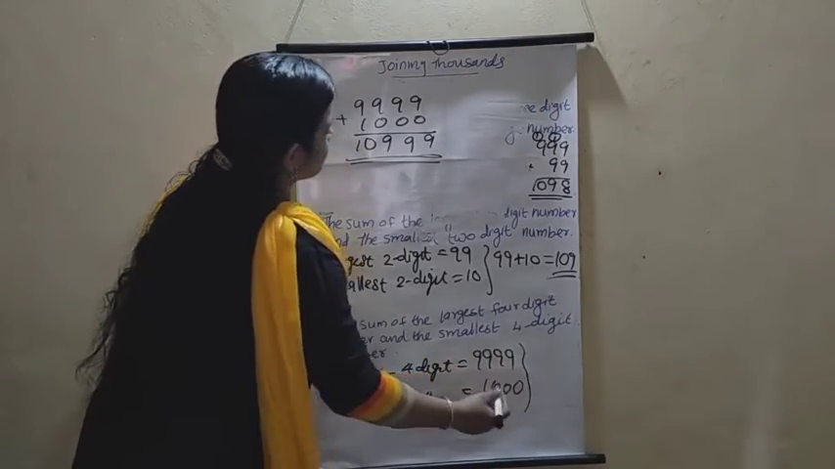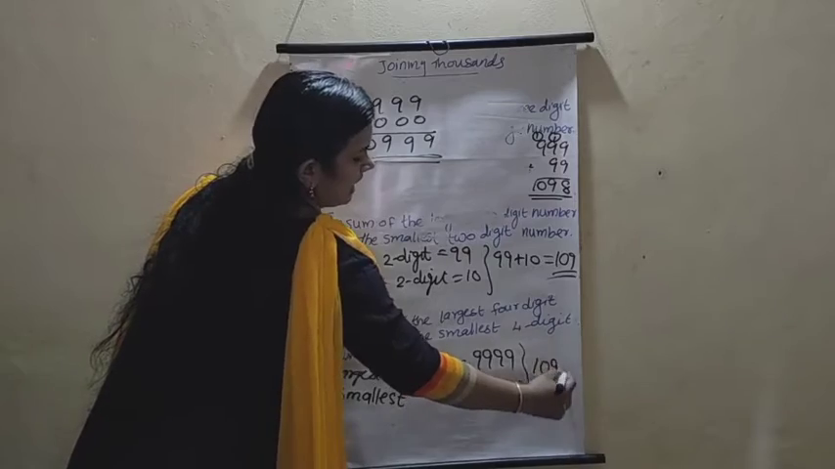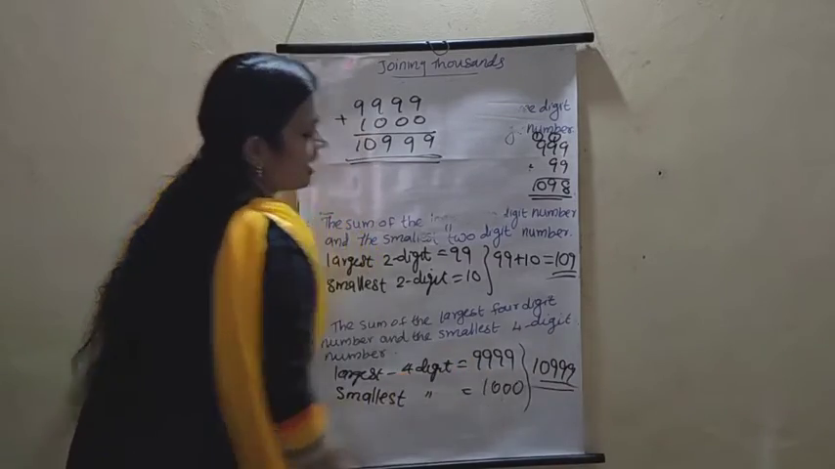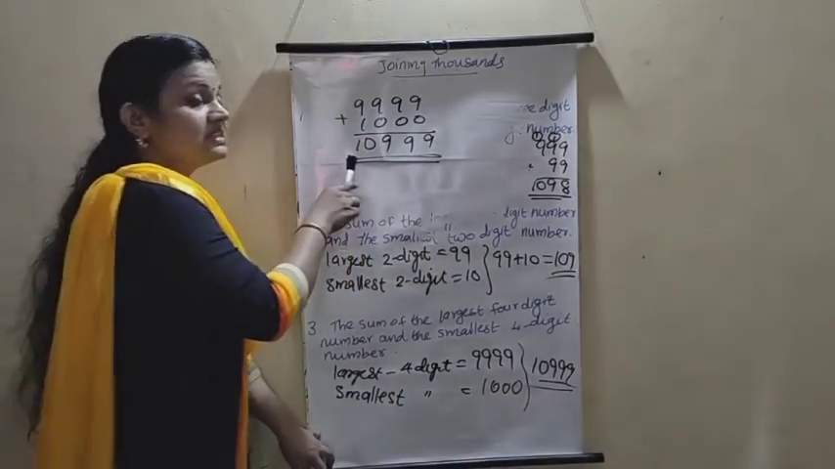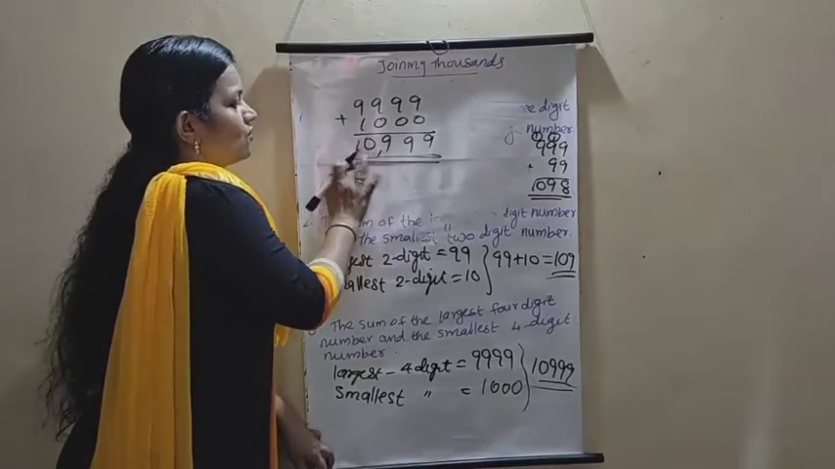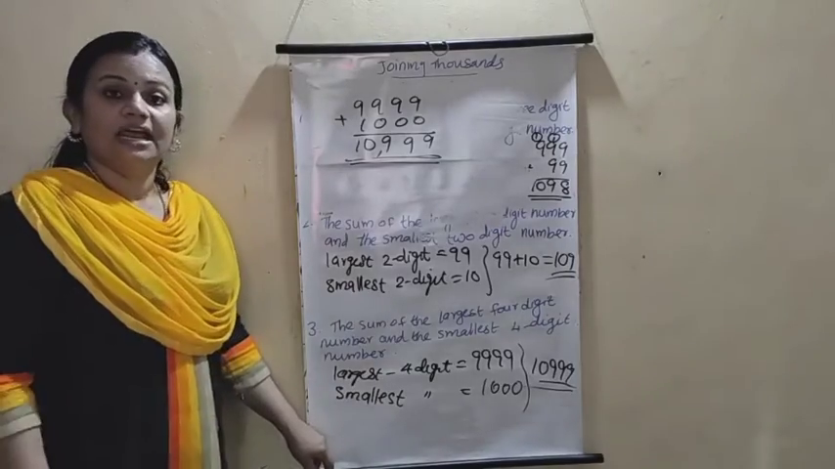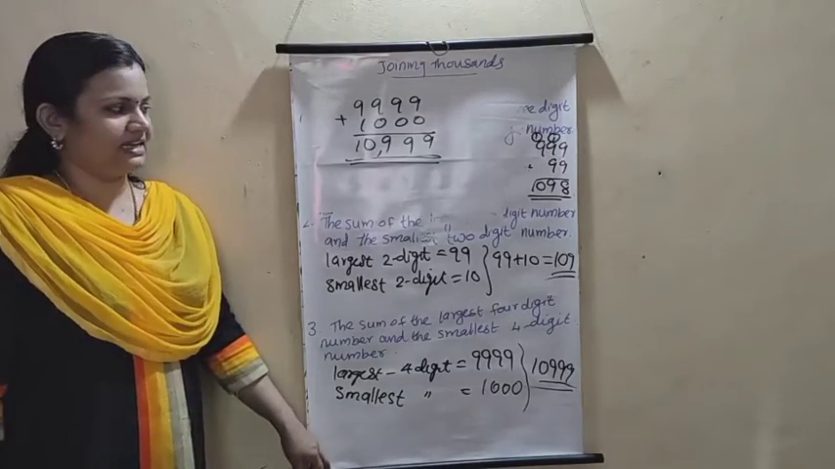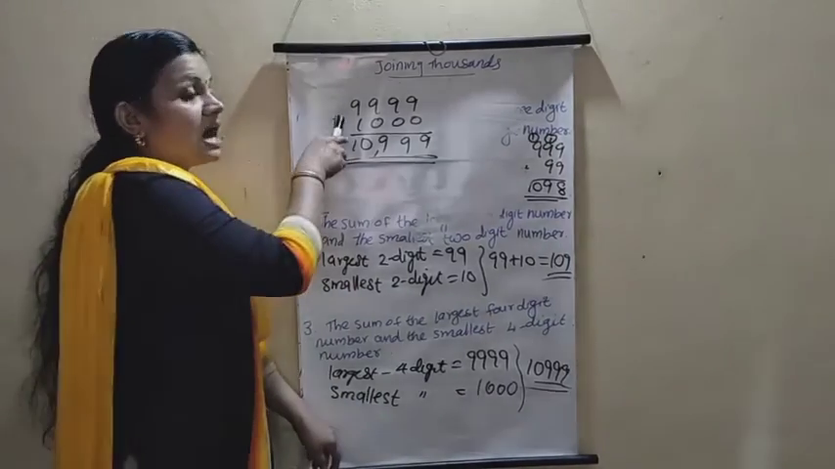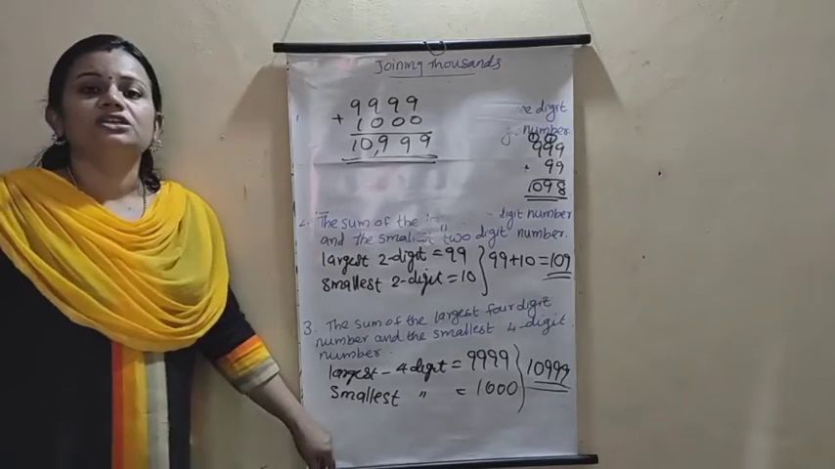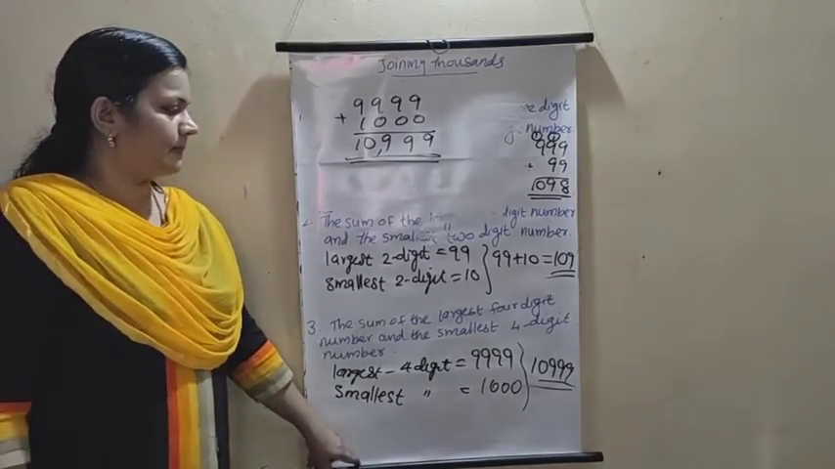The answer is 10,999. This is a 5-digit number. How to read it? First read the 2-digit number with thousand, then read the 3-digit number. 10,999. This is the sum of the largest 4-digit number and the smallest 4-digit number.